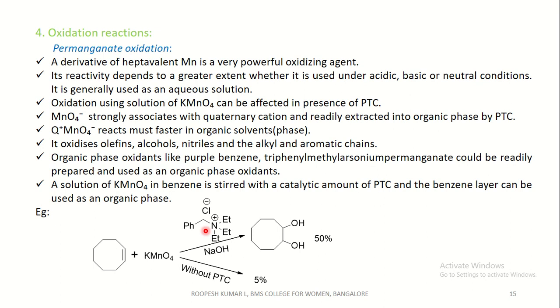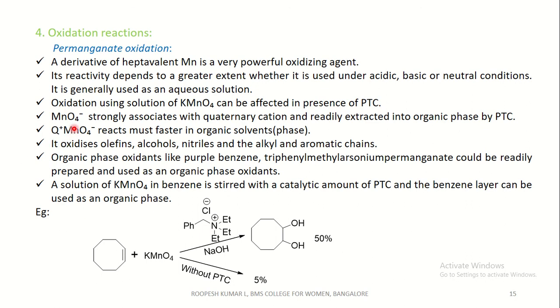Coming to the next advantage, that is oxidation reactions. PTC is used in oxidation reactions. One such oxidation is permanganate oxidation. It is a derivative of heptavalent manganese, which is a very powerful oxidizing agent. Its reactivity depends to a greater extent on whether it is used under acidic, basic or neutral conditions. It is generally used as an aqueous solution. Oxidation using a solution of KMnO4 can be effected in the presence of PTC. Permanganate ion strongly associates with the quaternary cation and is readily extracted into the organic phase by PTC.